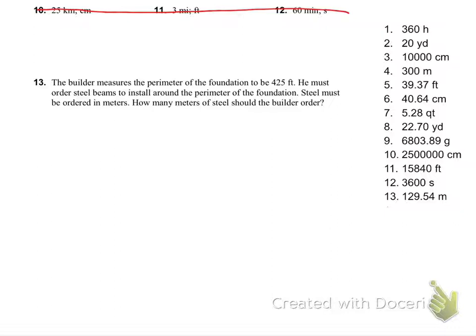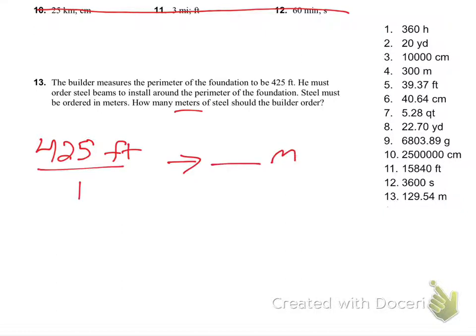All right, the builder measures the perimeter of a foundation to be 425 feet. He must order steel beams to install around the perimeter of the foundation. Steel must be ordered in meters. How many meters of steel should the builder order? So really, what we have is 425 feet, and we need to get that into meters. So this is going to be over 1, and then however many meters per foot. So how many meters are in a foot?